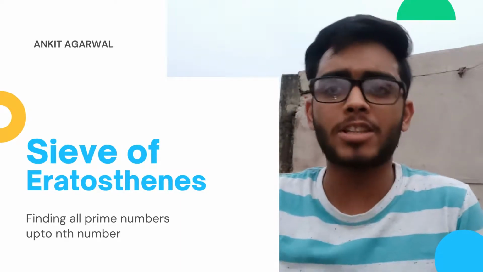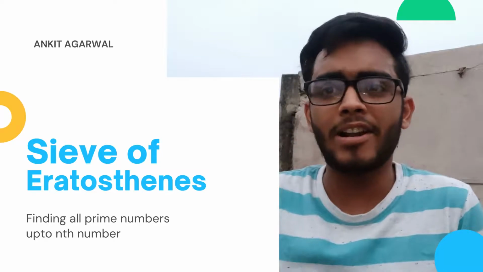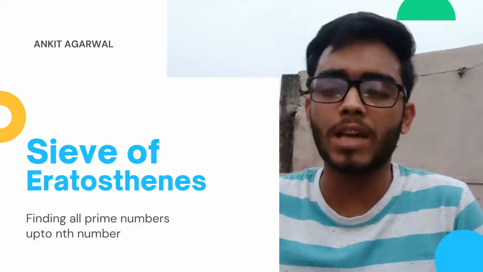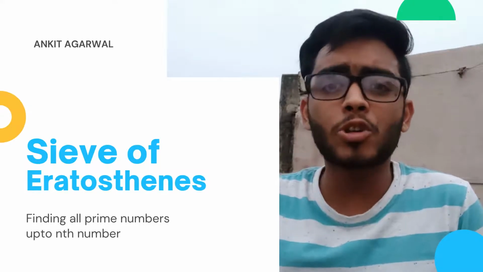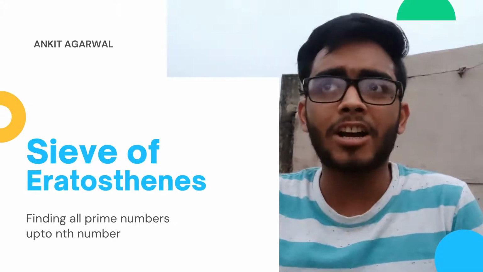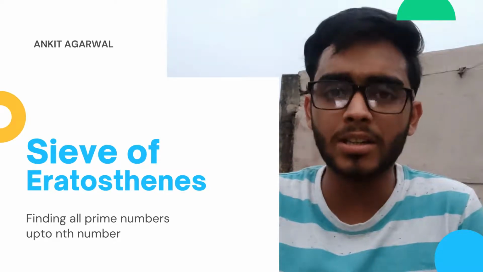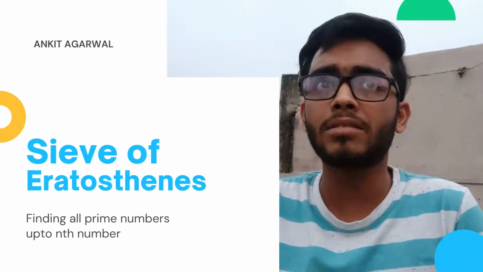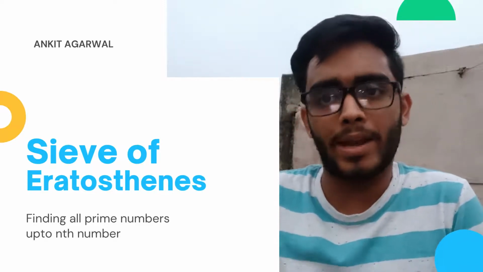Sieve of Eratosthenes. Sieve means filtering, and why so we'll come to realize when we discuss the idea of the algorithm. Eratosthenes was a great Greek mathematician, so basically the idea must have taken inspiration from his work. What does this algorithm do? This algorithm gives us all the prime numbers up to n.